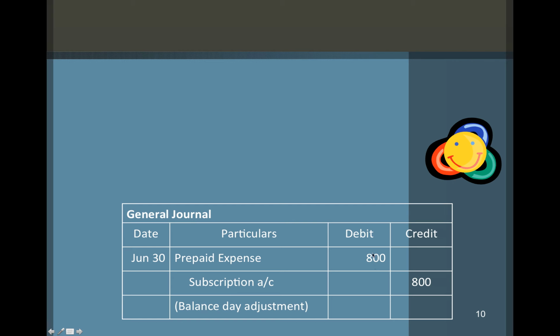That publisher needs to deliver those magazines for us. We've paid for them, so that's an asset. That's why it's debited. That represents an amount that is owing to us. Not in cash, but certainly in services. Those magazines are owed to us.